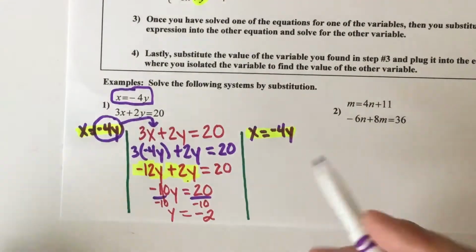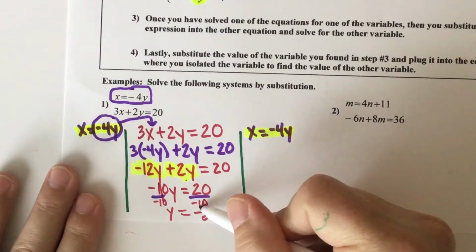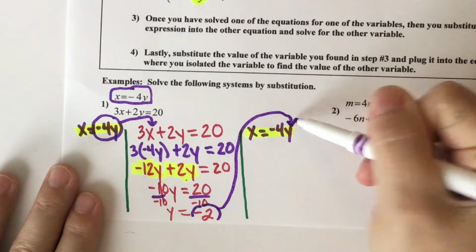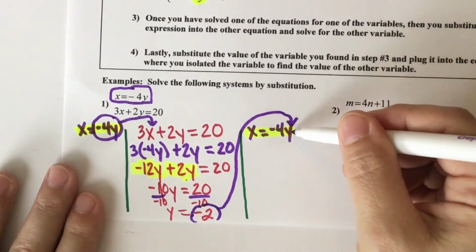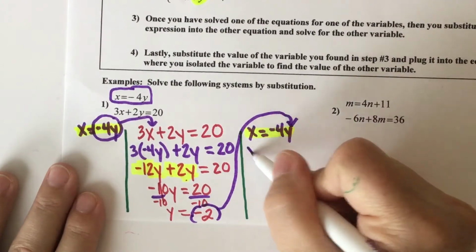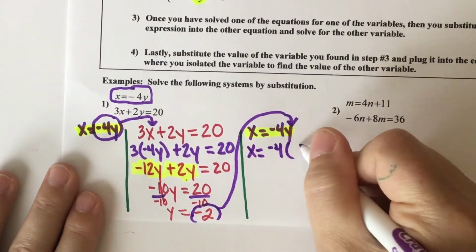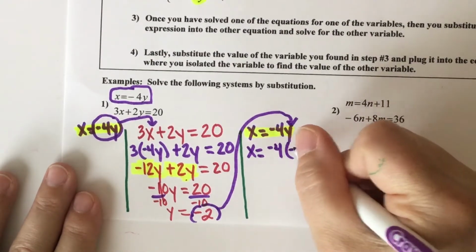Okay, so now I'm going to take what y equals, so this is what y equals, and I'm going to put it in the y of the third column. So it says y equals, so it goes in the y. So I recopy x equals negative 4. I'm going to slap my parentheses down, and then I'm putting negative 2 into the y.